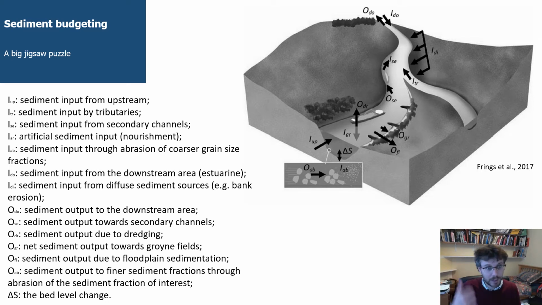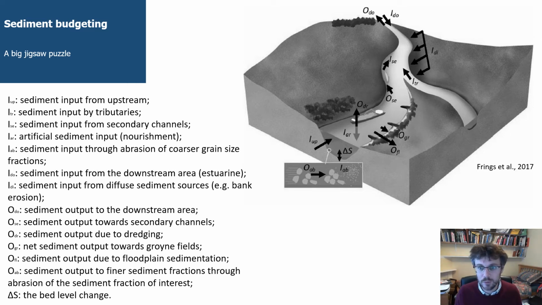Other inputs might be from the downstream area in an estuarine system or from diffuse sediment sources such as bank erosion. This model also identifies some of the sediment outputs: a flux to the downstream area, to secondary channels, sediment that's lost due to anthropogenic activities such as dredging, sediment that's trapped in groin fields, that's deposited on the floodplain, or the output of finer sediment fractions through abrasion of the sediment fraction of interest.